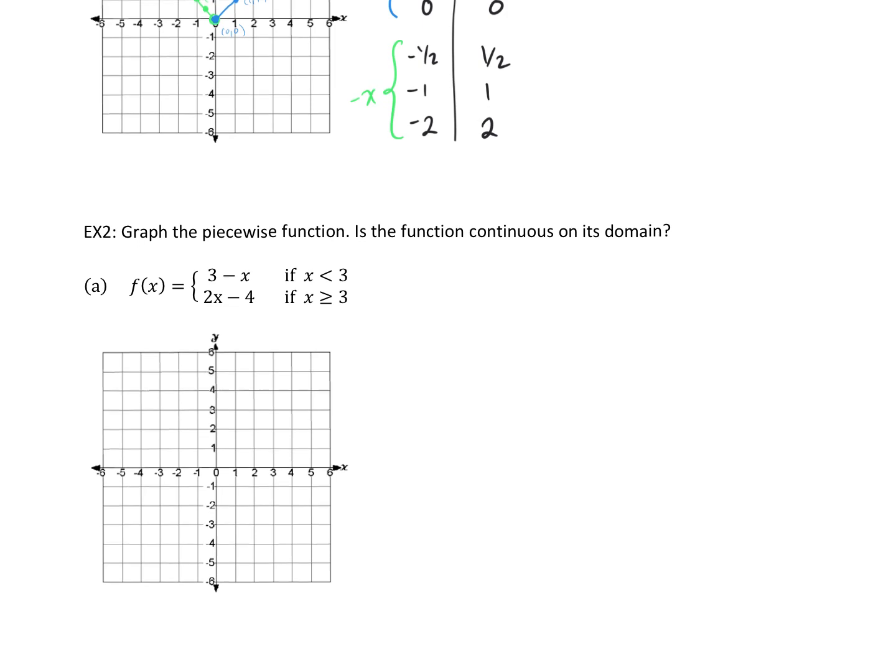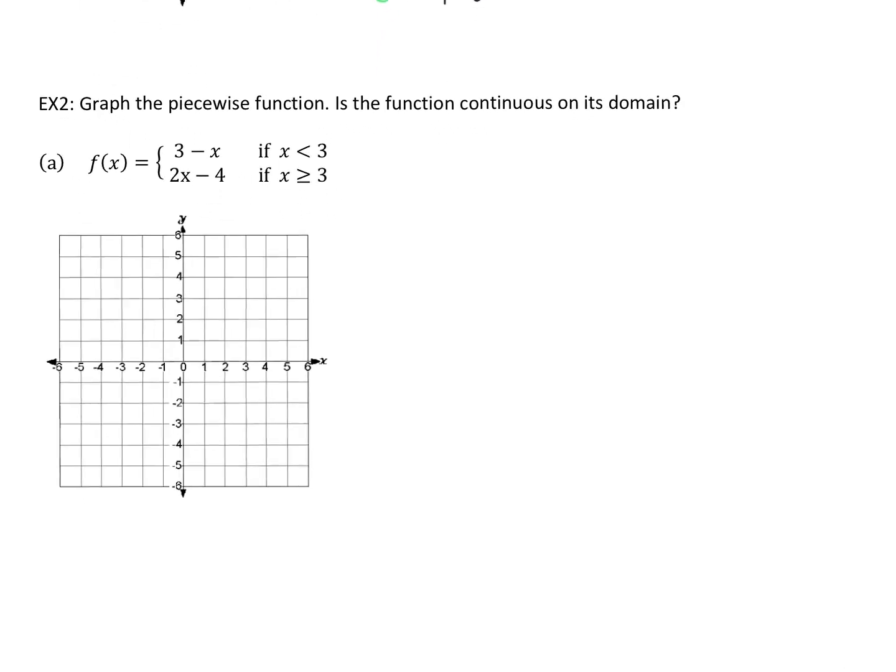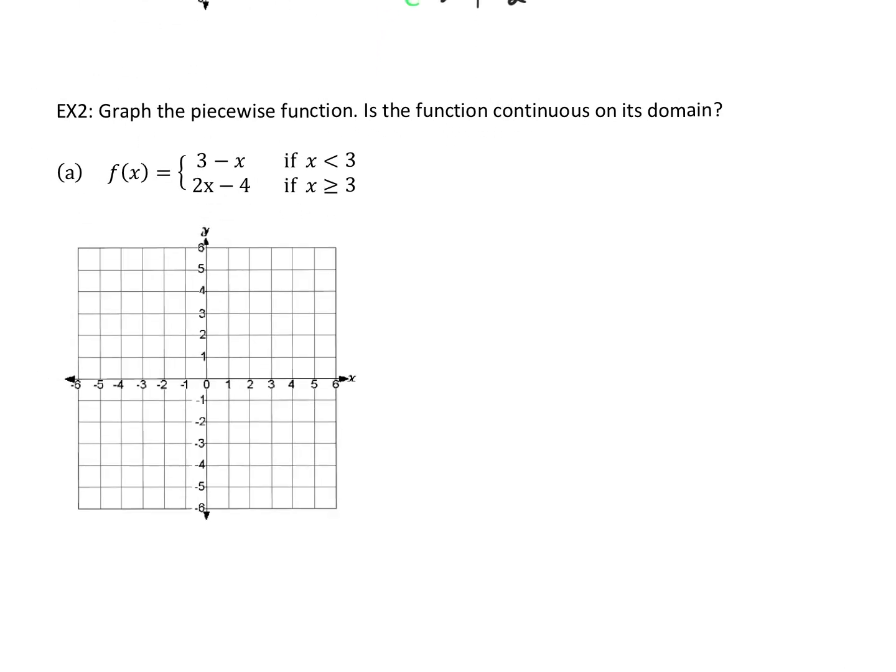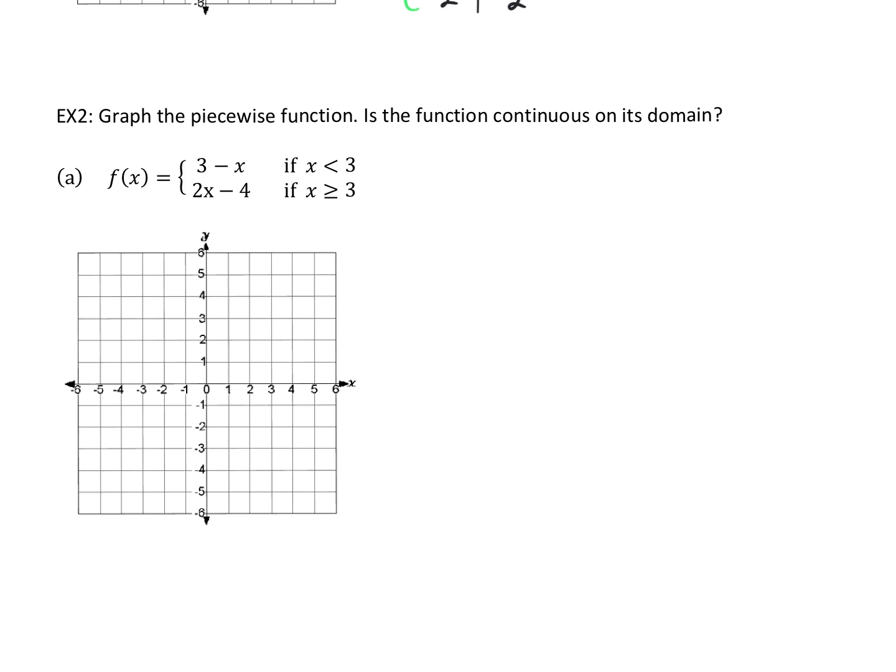All right, so let's take a look at the next one, example 2. Graph the piecewise function. Is the function continuous on its domain? So again, we have the two options. For all the x values less than 3, we have this line, 3 minus x. And then for all of the x values greater than or equal to 3, we have this other line.